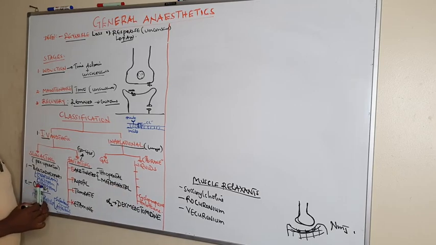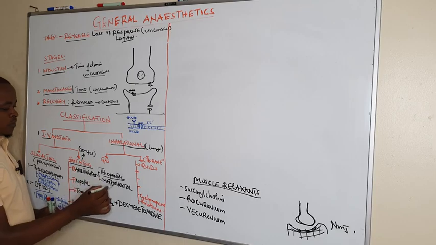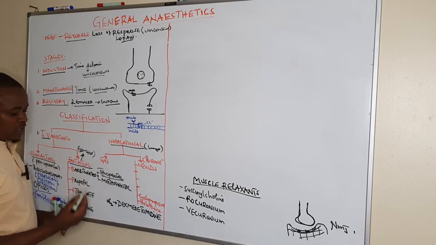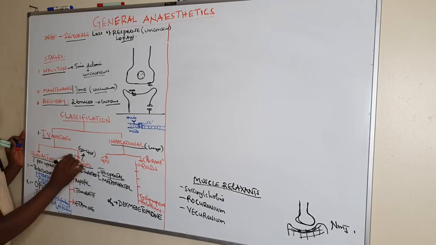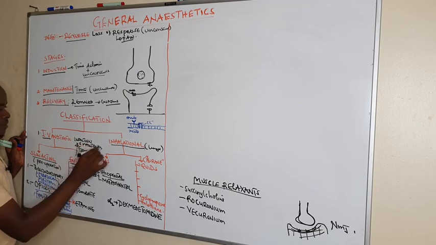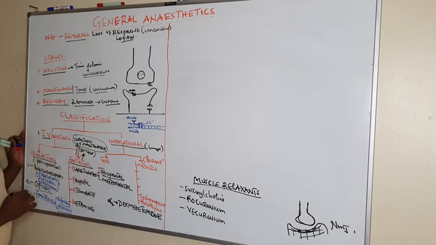These are the drugs used, whereby thiopental is faster acting, and this one causes major side effects. All of them, the fast acting ones, are used in induction and maintenance of anesthesia. So these are their major role. They induce and maintain anesthesia.